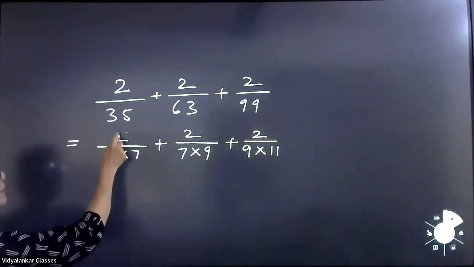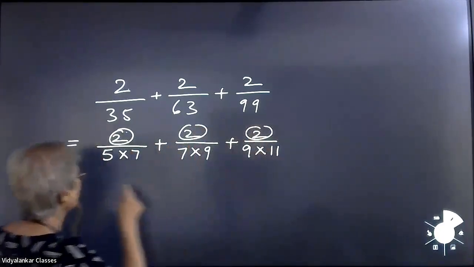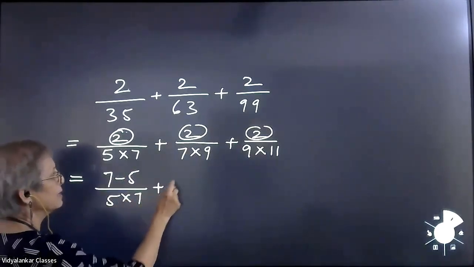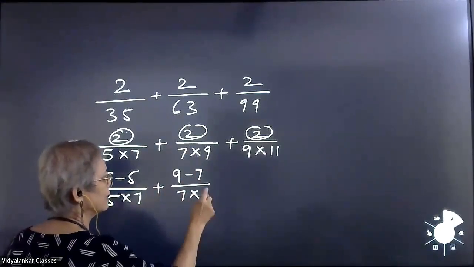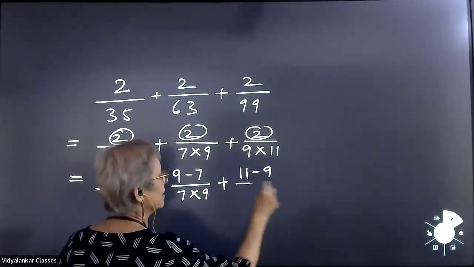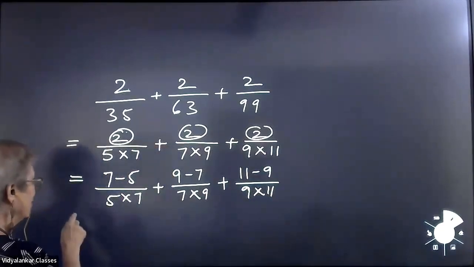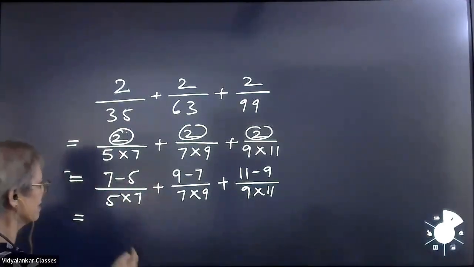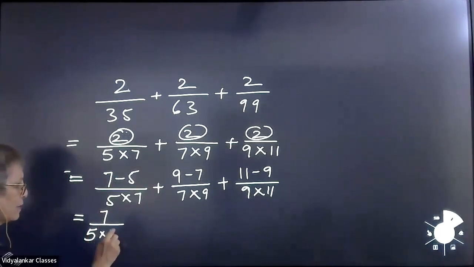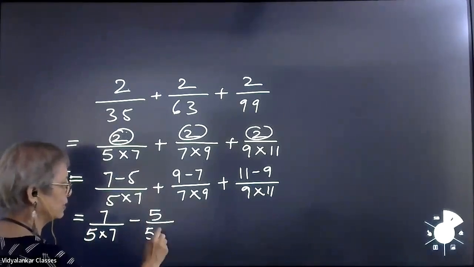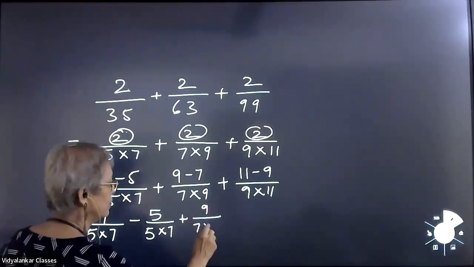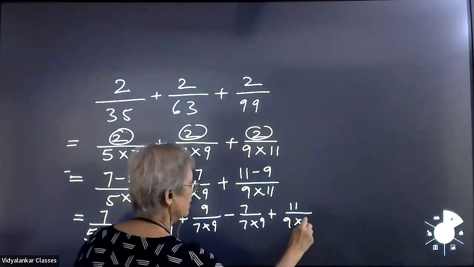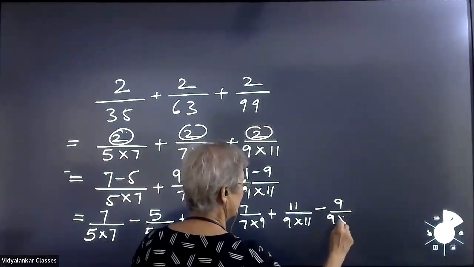And now what we will do, instead of these two, we will write 7 minus 5 upon 5 into 7 plus 9 minus 7 upon 7 into 9 plus 11 minus 9 upon 9 into 11. And now it becomes, don't write 2 again. We are going to split this into 2 fractions. How? 7 upon 5 into 7 minus 5 upon 5 into 7 plus 9 upon 7 into 9 minus 7 upon 7 into 9 plus 11 upon 9 into 11 minus 9 upon 9 into 11.